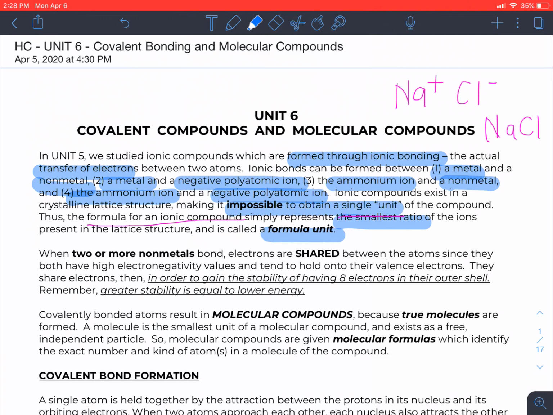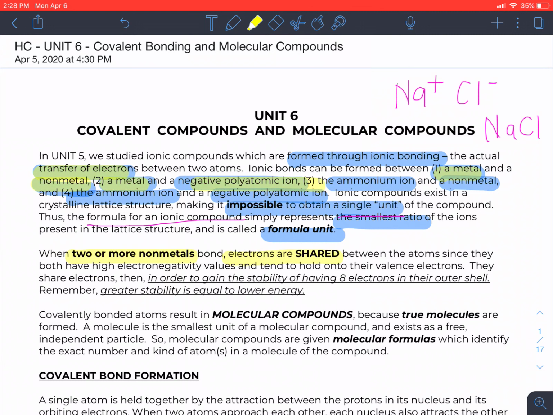Now we're going to shift gears and look at covalent compounds. So when 2 or more nonmetals, and this is key. Earlier we looked at ionic, metal and nonmetal, or metal and a negative ion, etc. Covalent are going to be between 2 or more nonmetals, so that upper right-hand corner of the periodic table. In ionic, we transfer electrons. In covalent, 2 or more nonmetals, the electrons are shared between them.